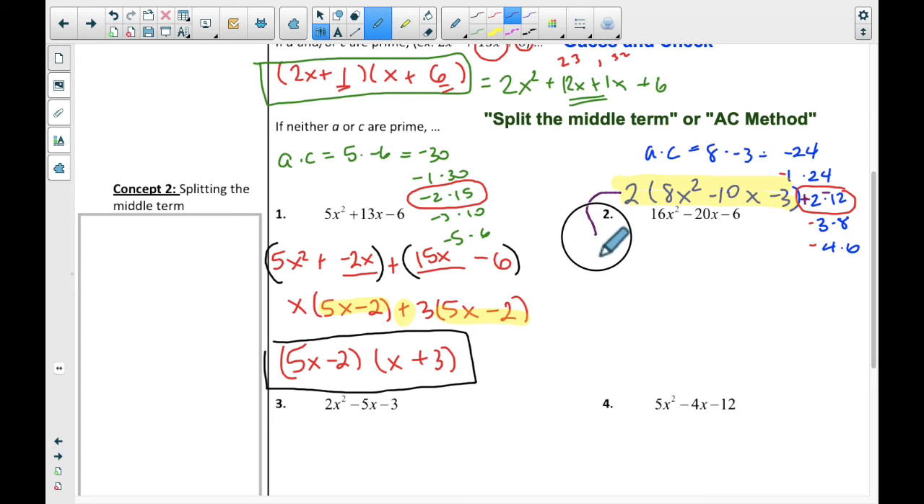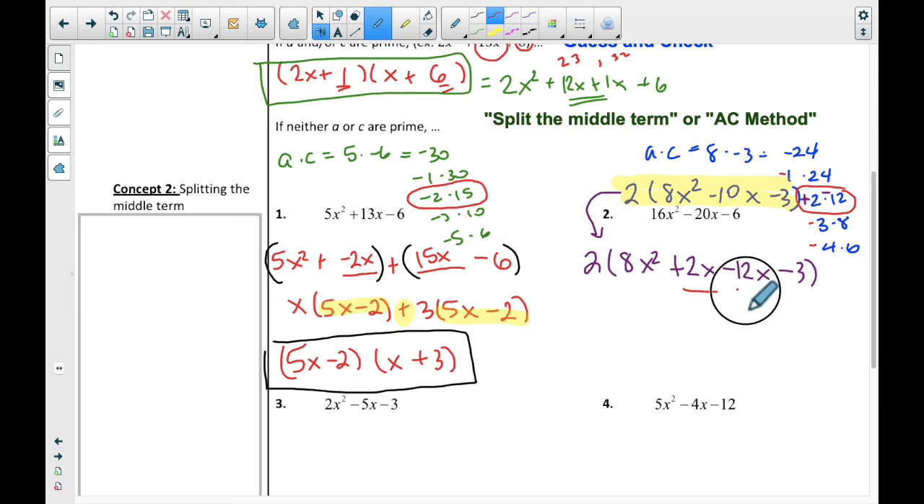I'm going to take this down here, and I'm going to rewrite it. And I have 2 times 8x squared plus 2x minus 12x minus 3. Let me just go back and show you again what I have. The 8x squared is the same. The minus 3 is the same. The only difference is the 2x and the negative 12x, because 2x and negative 12x add up to be a negative 10x, so it all works out okay. That's my first step.